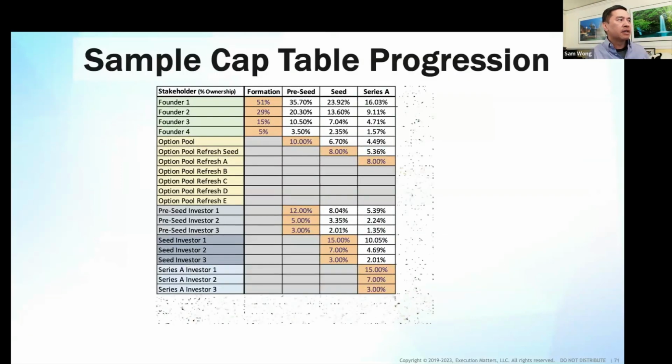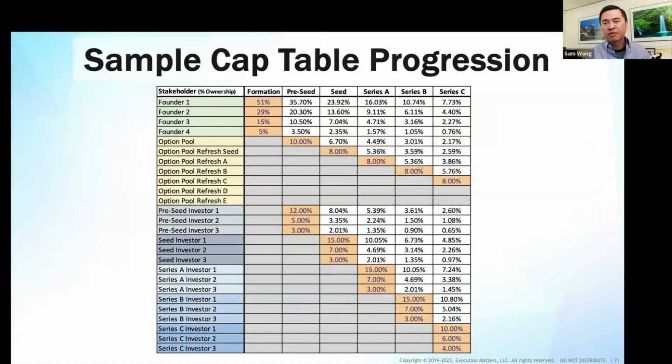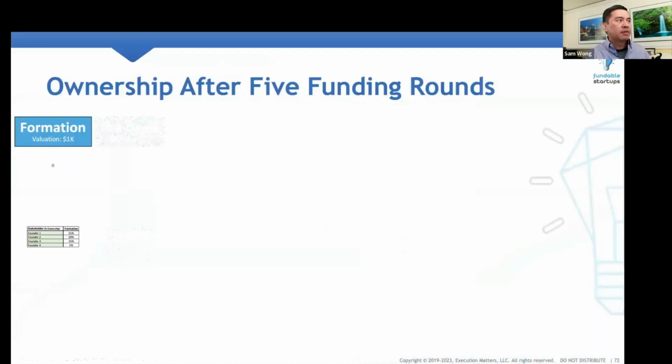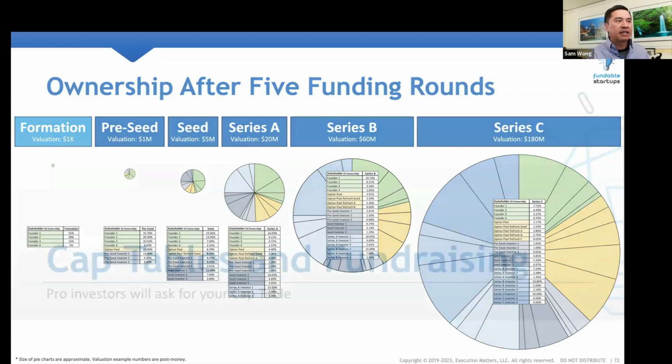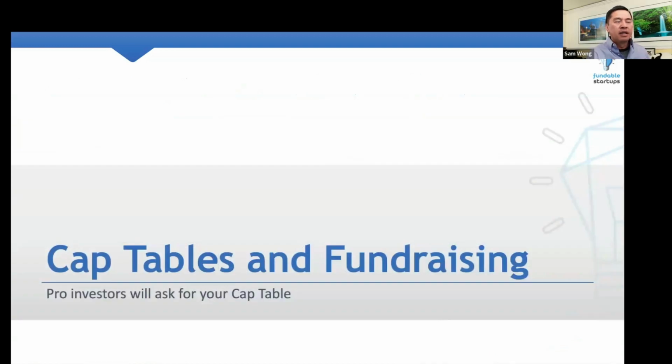I'm going to skip this slide on cap table progression because I want to leave some time at the end. I'm going to skip this about funding after multiple rounds in terms of how the slices of the pie grow and how the pie itself grows. Okay. Cap tables and fundraising.